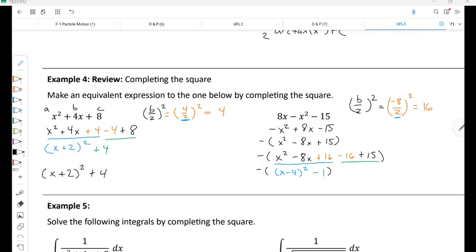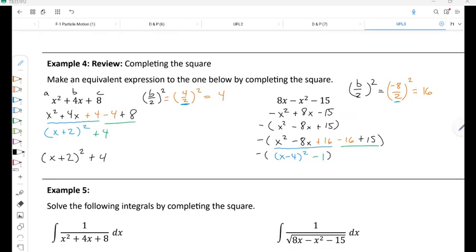For what we're going to have to do in our integrals, I don't want everything to be with the minus. I want to distribute that negative to those two terms. This is going to help us match to the must-know form. So when I distribute that negative out, I end up with negative the quantity x minus 4 squared plus 1.